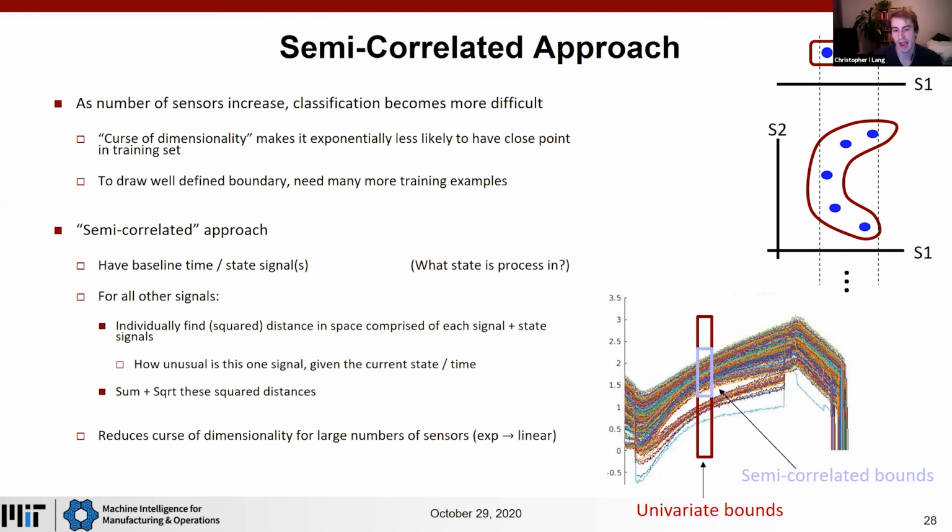So you'd individually find the squared distance in a space comprised of just those individual sensors and the state signals. That would tell you how unusual this individual signal is given your point in time or the current state. Then you could sum all of these individual squared distances to get a metric across all of the sensors. So it's not fully univariate and it's not fully correlated, but it can help reduce the curse of dimensionality when you have large numbers of sensors. The univariate case would draw bounds across this entire distance because you don't correlate it with time. But the semi-correlated approach would draw bounds around what is acceptable for this point in time for each of the sensors.